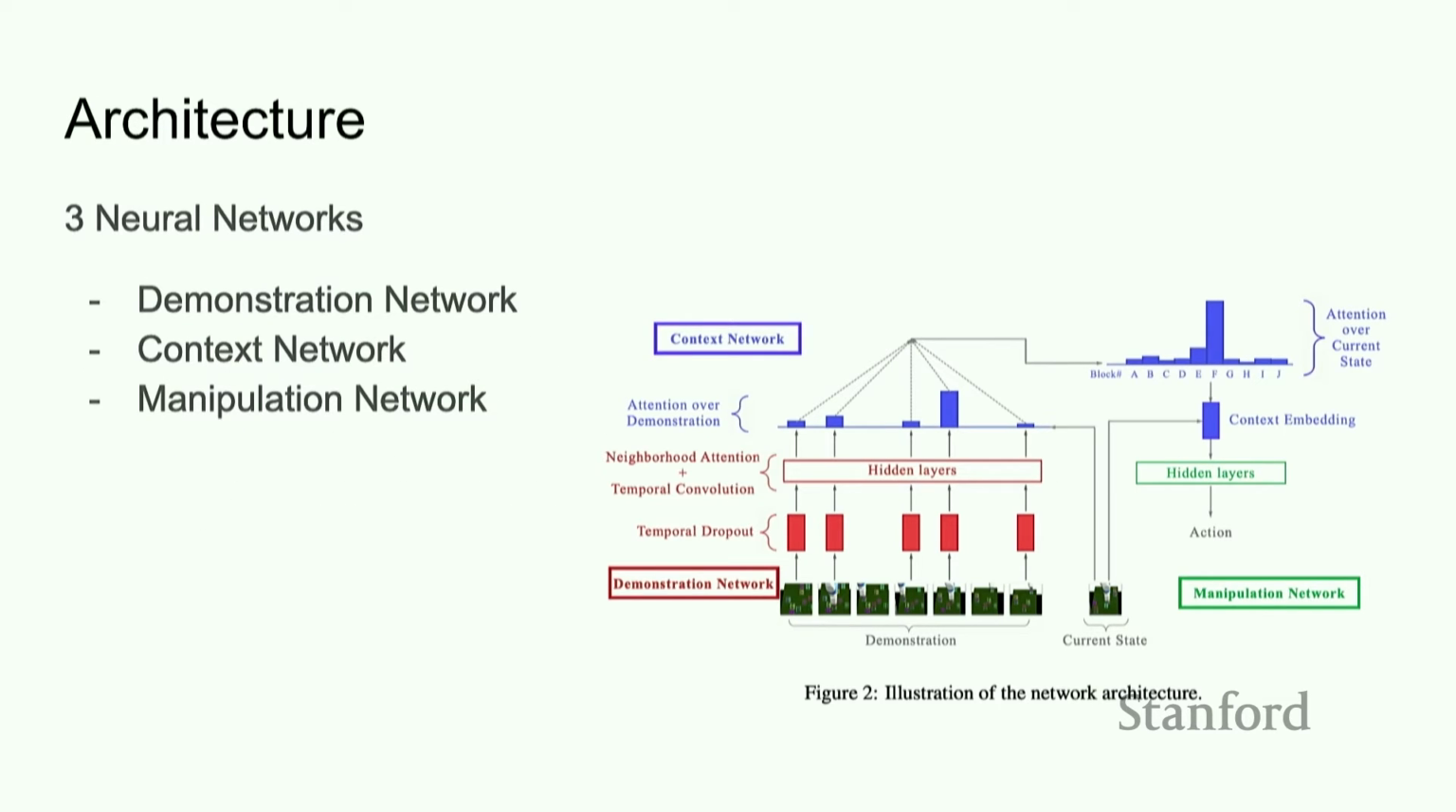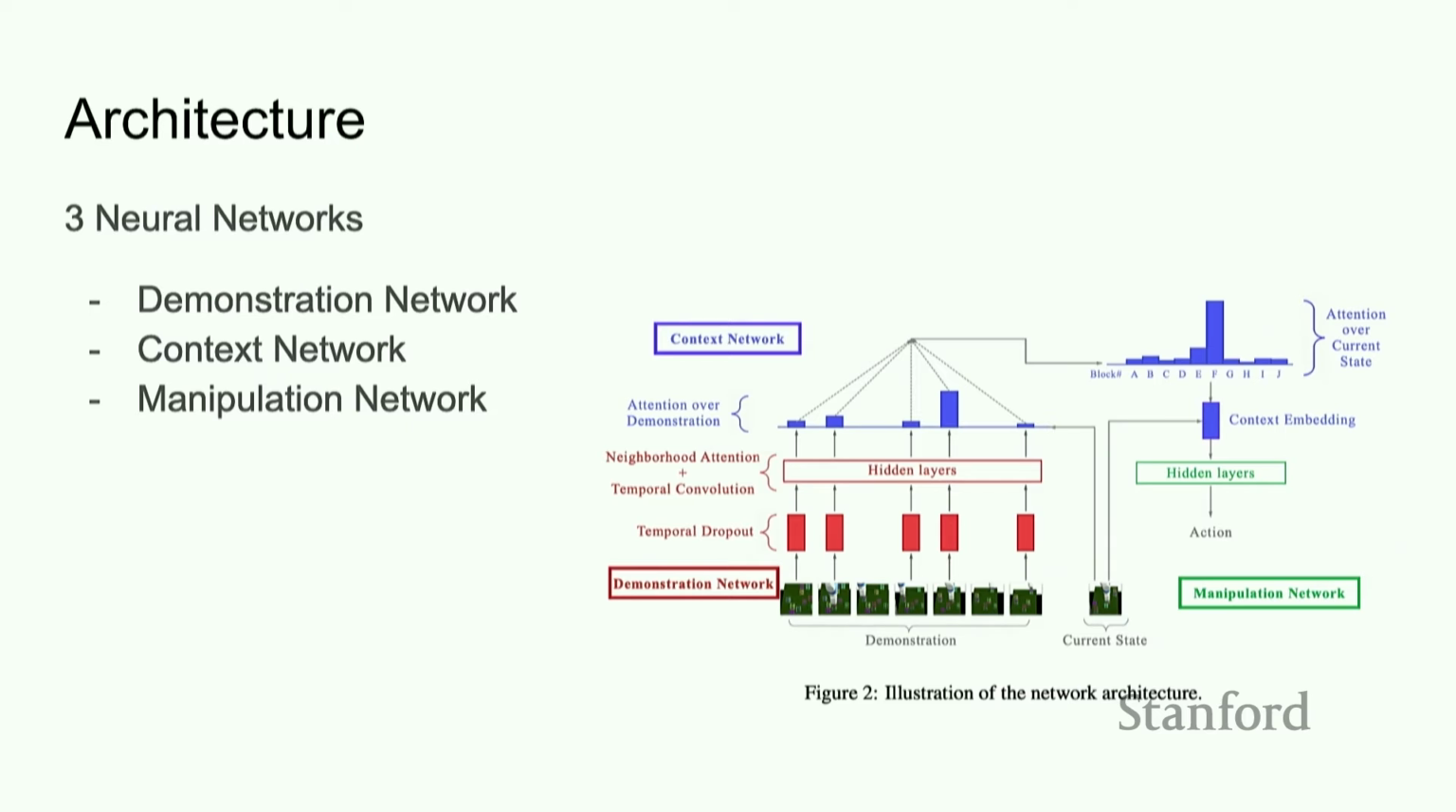So going through it broadly, we have some demonstration. It's a series of frames. We apply temporal dropout to it. We apply this temporal convolution to it to focus on the most recent steps. We apply neighborhood attention such that we can produce this variably sized embedding. We apply our context network to this embedding to remove dependencies on time steps and the number of blocks on the table. And then finally, that context embedding is passed into our manipulation network, which takes actions to move the robotic arm.